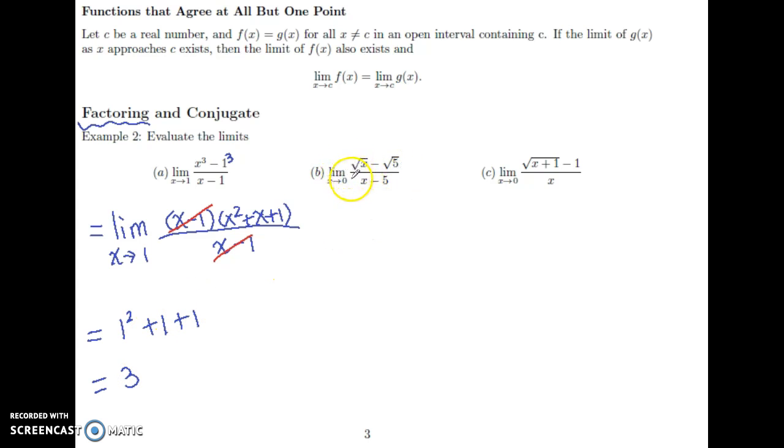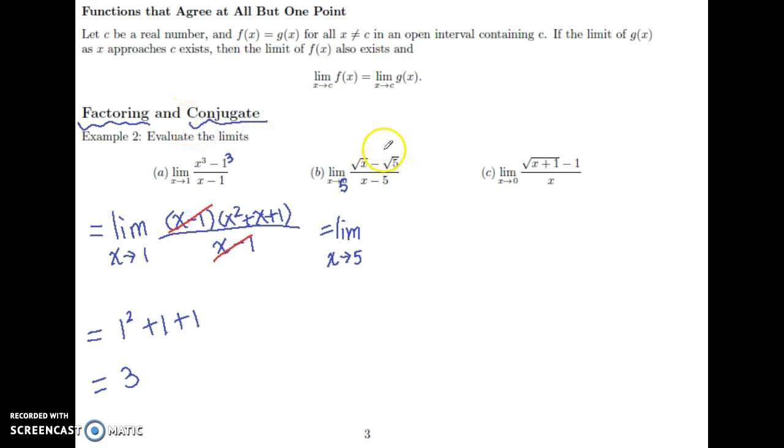Now for part B, same situation. Actually, it should be x approaches 5. Because if it's just x approaches 0, we can just plug in 0. So here, x approaches 5. And direct substitution gives us a 0 denominator, so we have to do something else. Now some of you might be able to do factoring, but if you're not sure, we see a radical expression, so we want to think about the conjugate.